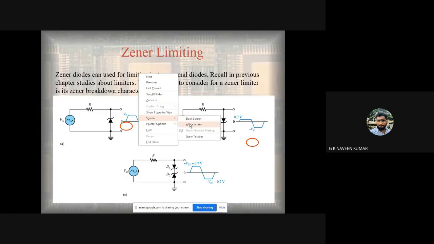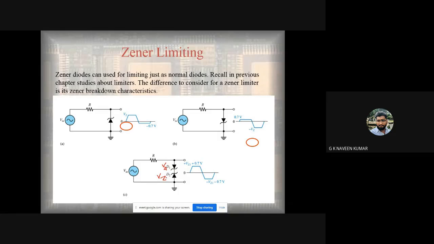Now let us see another possibility. Suppose there are two diodes, D1 and D2. This has a breakdown voltage of VZ1 and this has a breakdown voltage of VZ2. Then what happens? D1 will follow this type of waveform and D2 will follow this type of waveform. The combination will be: here also it will be minus 0.7, here also it will be plus 0.7, and your waveform will appear like this, the combination of this.